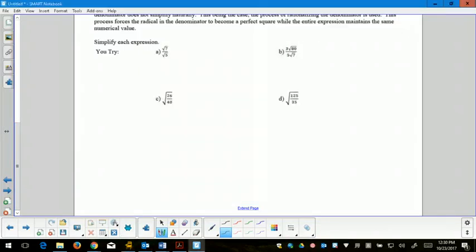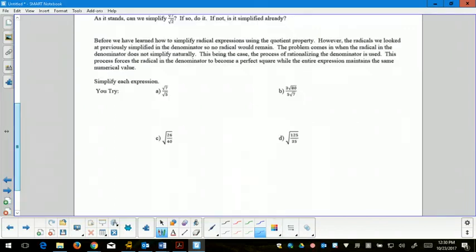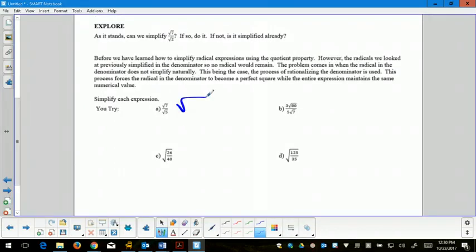Raise your hand if you have an answer for letter A. I don't. 4 or 5, oh, more people, this is better. This is looking better, even more hands. All right, Quaid, what'd you get, sir? I get the square root of 23, and I get 5. I think you meant the square root of 35 over 5, yes.